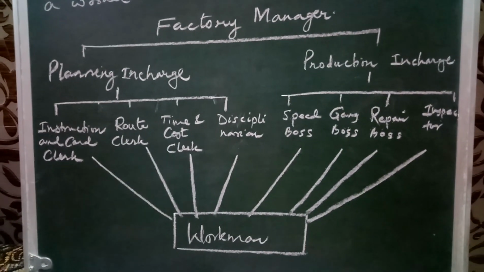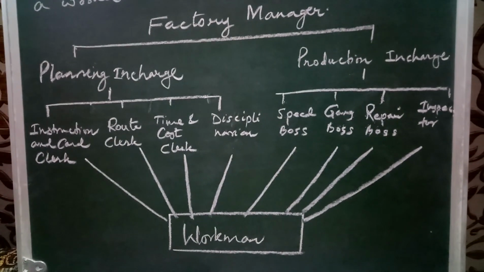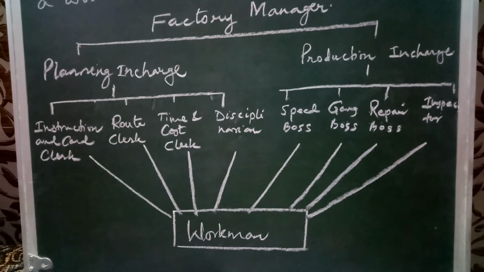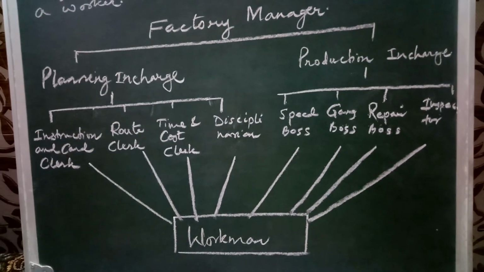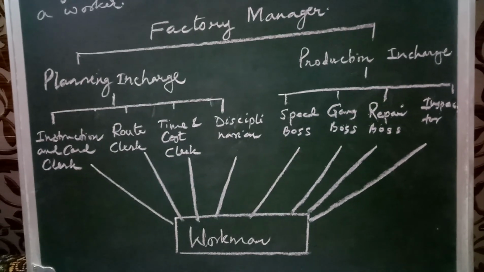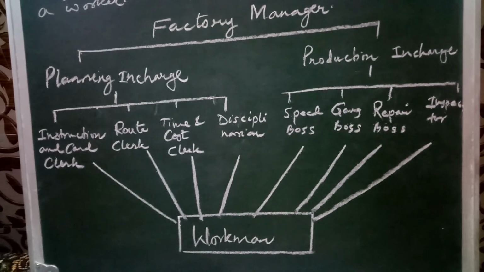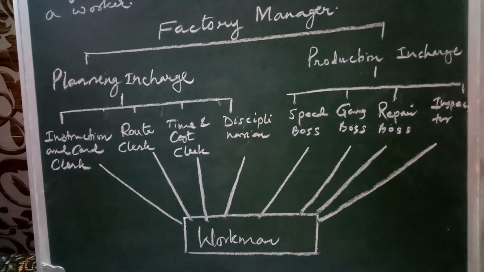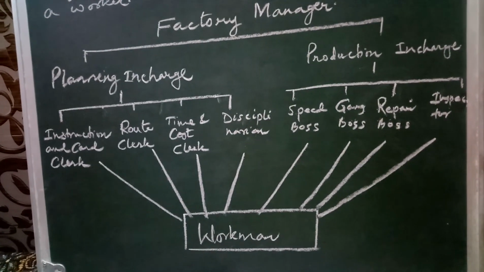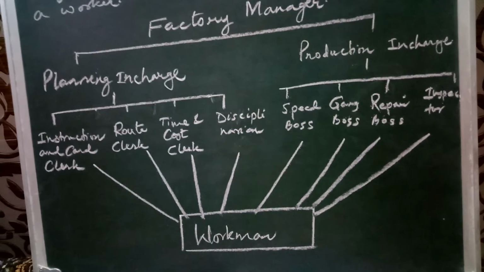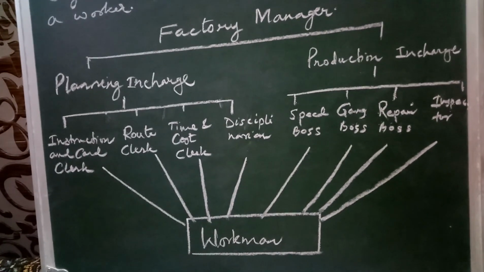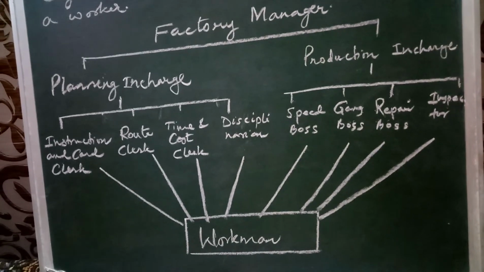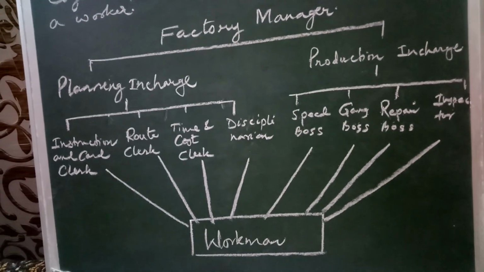Now under the production in charge, the personnel who work are the speed boss, the gang boss, repair boss, and the inspector. The function performed by the speed boss is timely and accurate completion of the job, and gang boss is to keep proper machines and tools ready for operation by the workers, and repair boss sees the proper working conditions of machines and tools, whereas the inspector checks the quality of work. Each worker will have to take orders from 8 specialist foremen in the functions related to production.